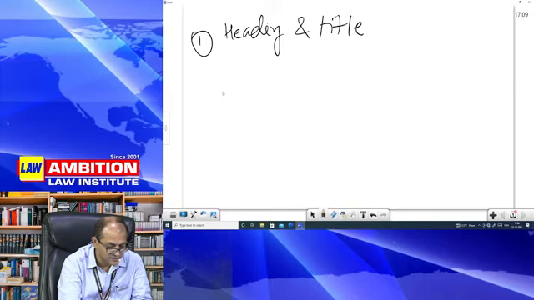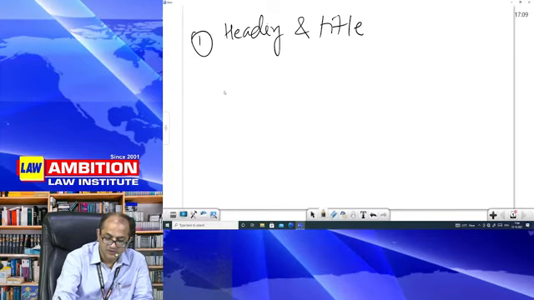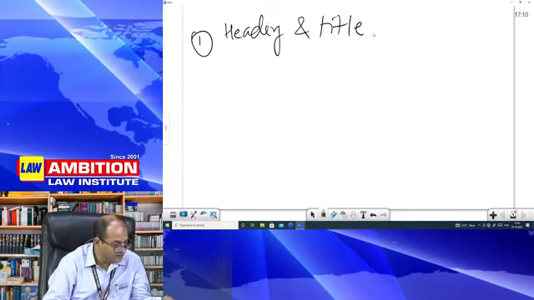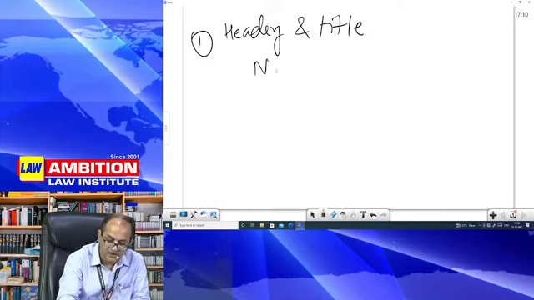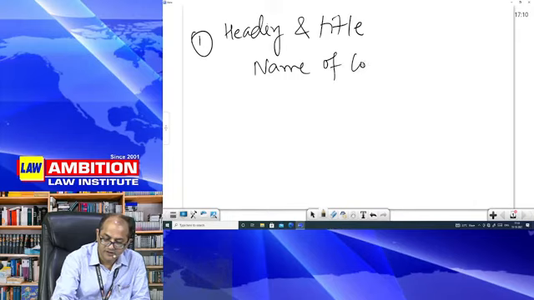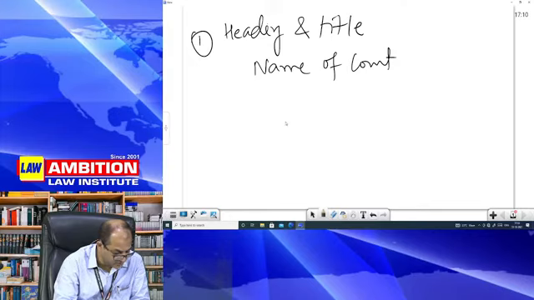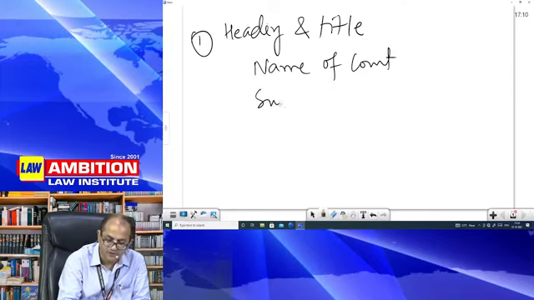Now you can see the court name, the suit number, the plaintiff's name and address and identifiable characteristics, similarly of the defendant. Then the description of the suit. So if you see carefully the heading of the plaint, you find that it has the name of the court. I am just reiterating this. Heading of the plaint means the court in which the suit is instituted. Then comes the suit number.